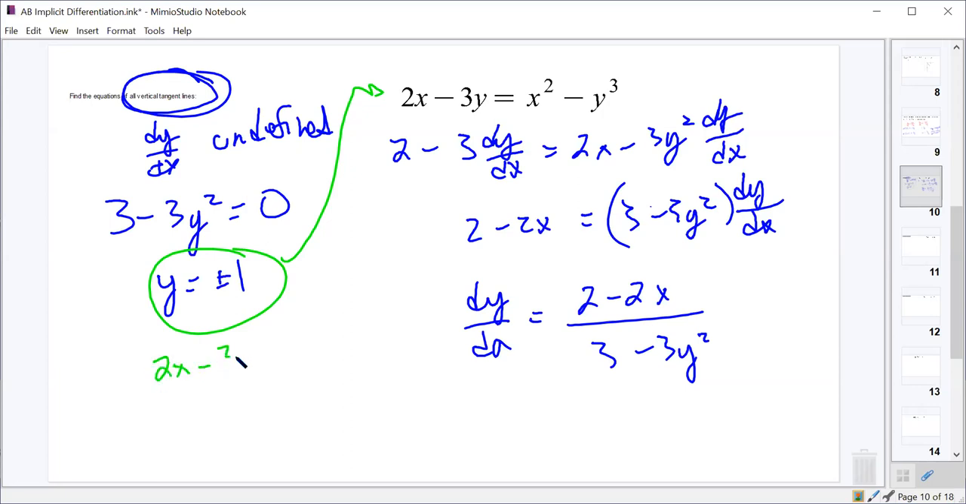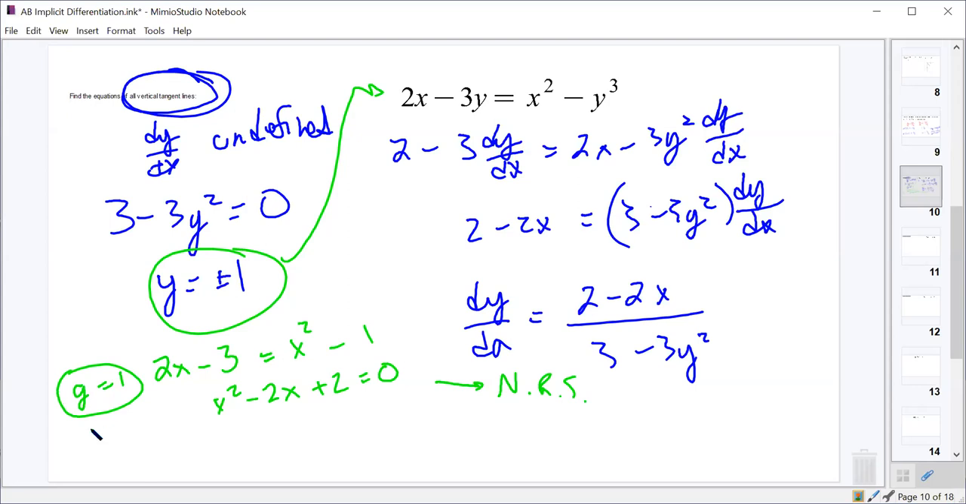So we got 2x - 3 = x² - 1. If we plug in at y equals 1, we get x² - 2x + 2 = 0. Quadratics are easy to solve, right? Unless the discriminant, the b² - 4ac, is negative, in which case, just like this one, this has no real solutions. You guys agree that that doesn't have any real solutions? If you try to use the quadratic formula, 4 - 4 × 1 × 2 = 4 - 8, and you get a -4 inside the square root. Everybody agreed that that doesn't have any real solutions?